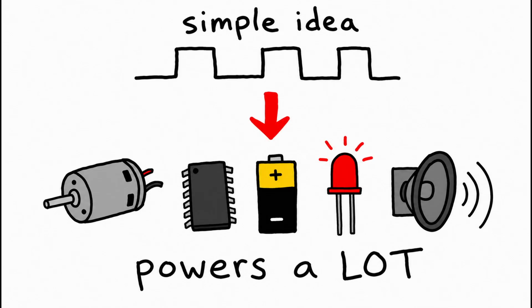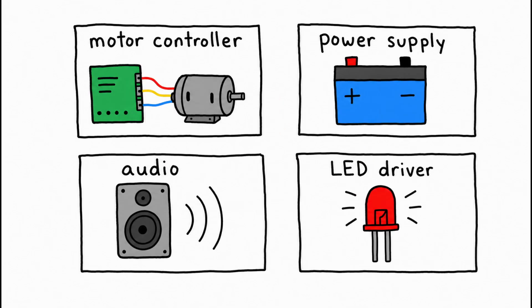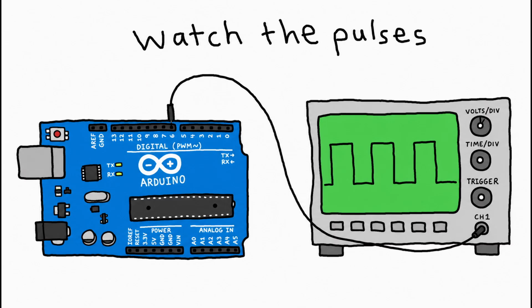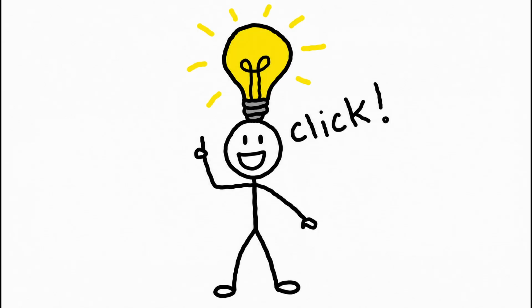PWM is one of those ideas that seems simple on the surface but powers an enormous amount of real-world electronics. Once you understand it, you'll recognize it in motor controllers, power supplies, audio circuits, LED drivers, almost everywhere signals meet the real world. If you want to go deeper, try experimenting with analogWrite on an Arduino, hook up an oscilloscope or even a logic analyzer and watch those pulses in real time. It's one of those moments where the concept just clicks.